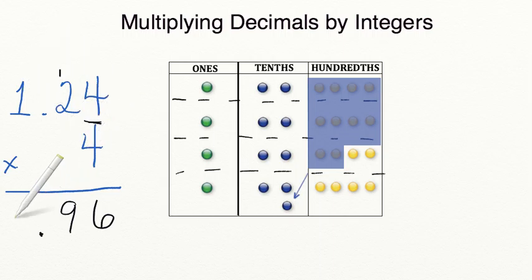1 times 4 equals 4. And when we go over to our ones, we have 1, 2, 3, 4. So 1 and 24 hundredths times 4 equals 4 and 96 hundredths.